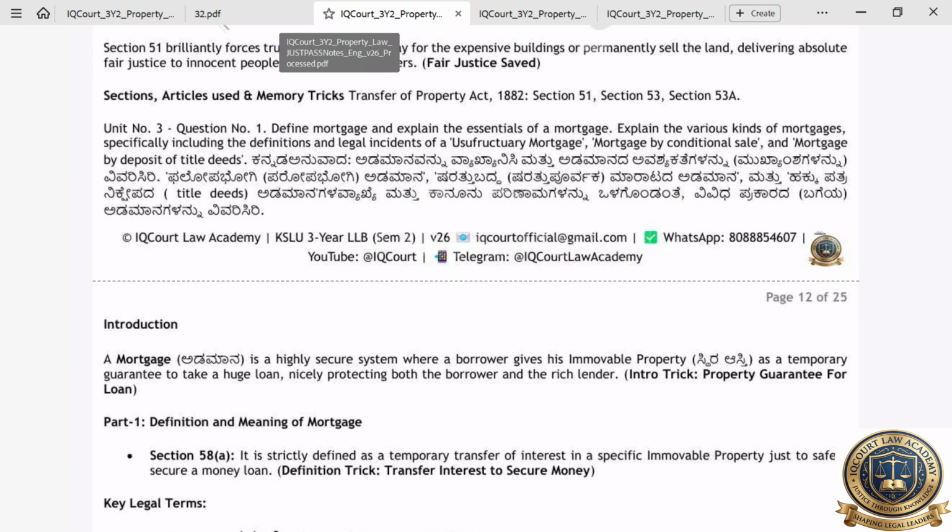In the third unit, define mortgage and explain the essentials of the mortgage. Explain the various kinds of mortgage. Specifically include these are the various kinds you have to explain. Mortgage, and then explain all the essentials. This is a very important question.